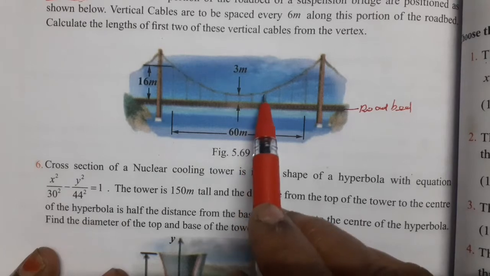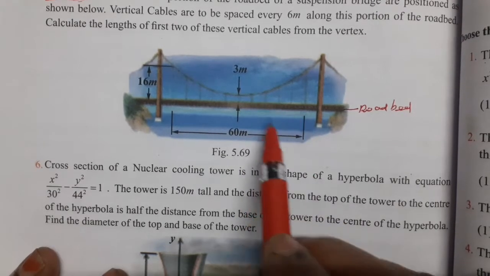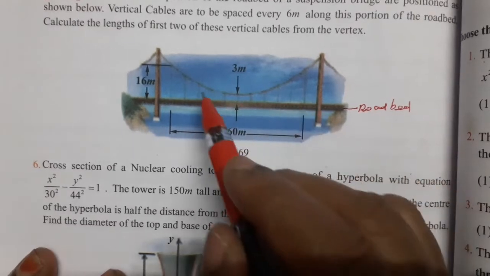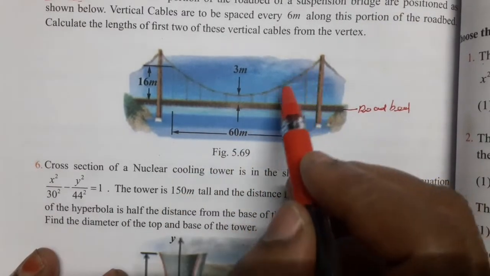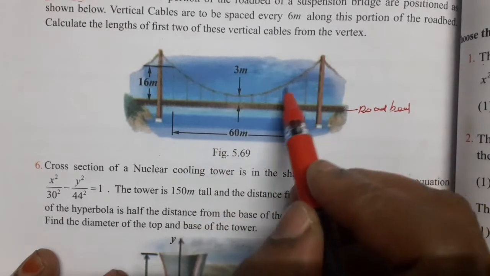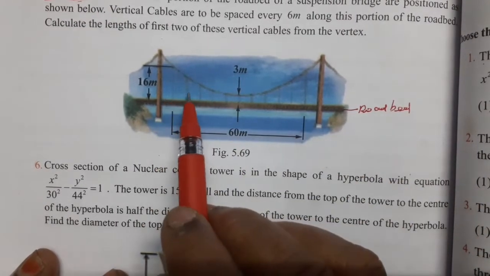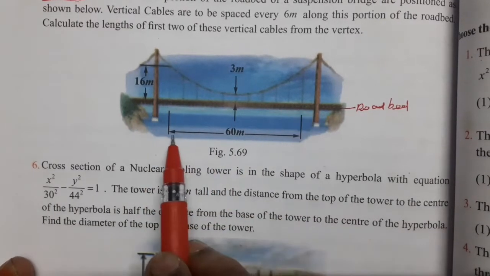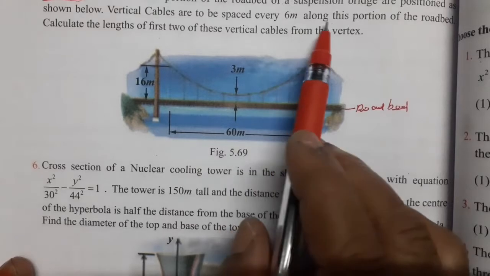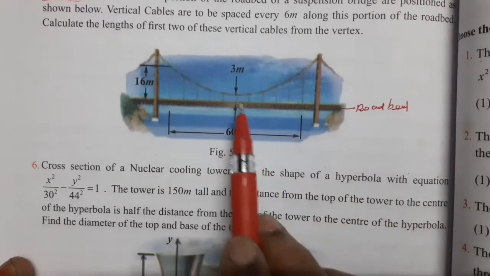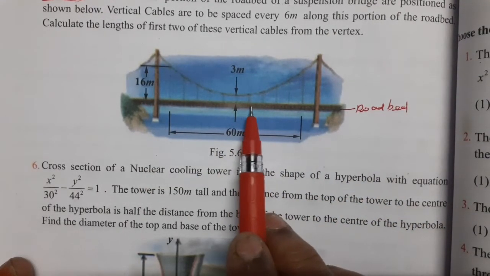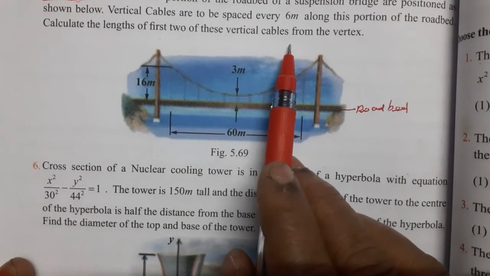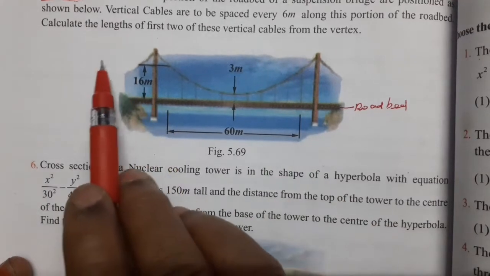Here, what is placed? These lines tell about the cable. The cable is placed. This is the parabolic cable, a 60 meter portion of the roadbed. This is fully 60 meter. The distance between the two vertical cables is nothing but 6 meter.